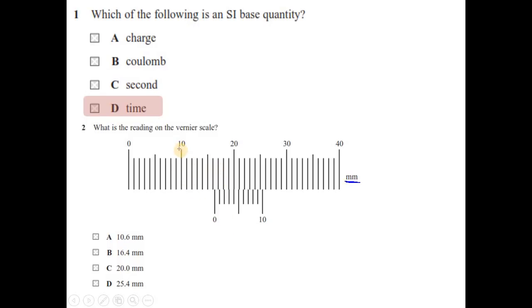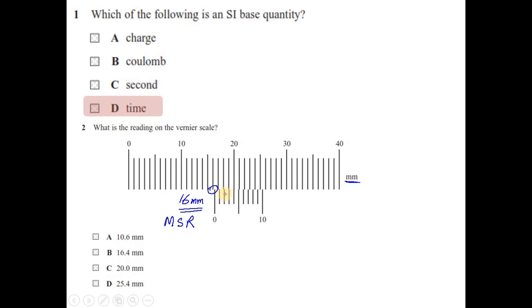And in this case, if you see, this is 10, 11, 12, 13, 14, and 15 and 16. So 16 millimeter on the main scale is close to zero, or just before zero. So 16 millimeter is your main scale reading. And now after that, you need to see which line of the vernier scale is best coinciding with any of the main scale lines. If you see, this is line number 1 of the vernier scale.